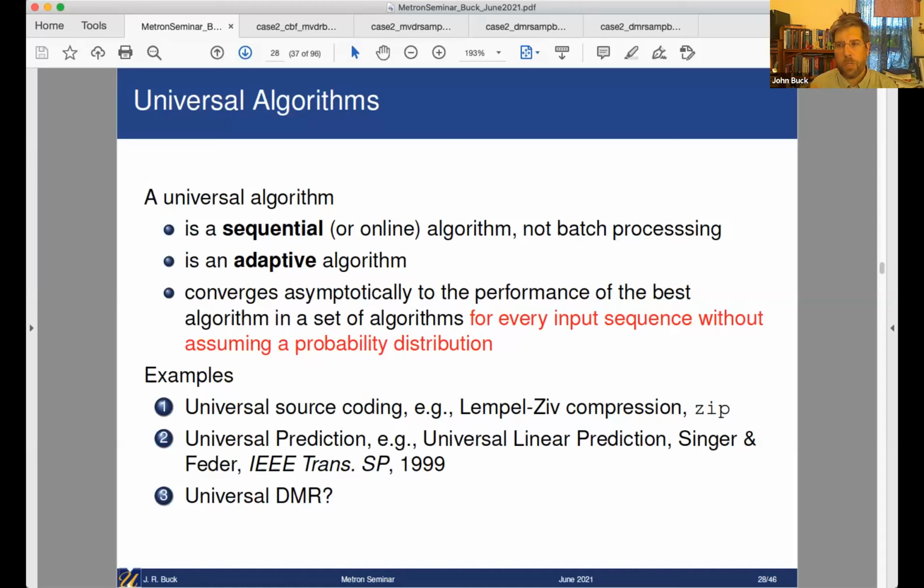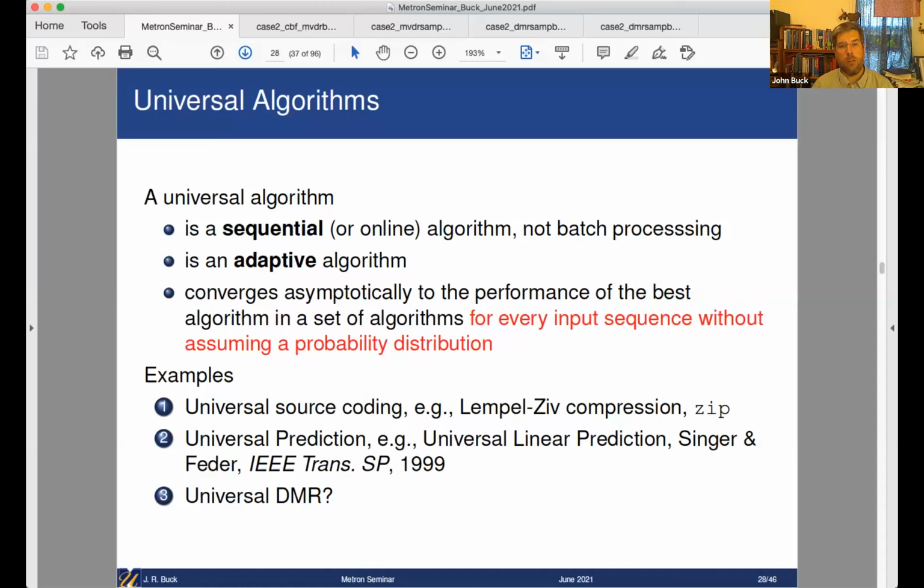The example most of you probably use without knowing it's a universal algorithm is the zip compression algorithm. Zip can actually, if the file size is big enough, asymptotically, it can compress any file as well as the optimal Huffman coder that knew the PDF of that file.